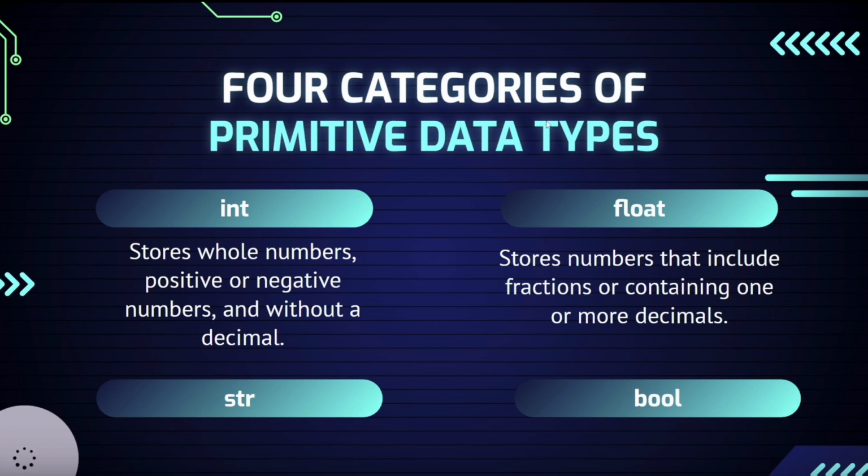So the four categories of primitive data types are int, which store whole numbers, positive or negative numbers, and numbers without a decimal. Then there's floats, which store numbers that include fractions or containing one or more decimals. And then there's strings, which hold words or combinations of words and characters. And then there's bool, which holds only two values, either true or false.